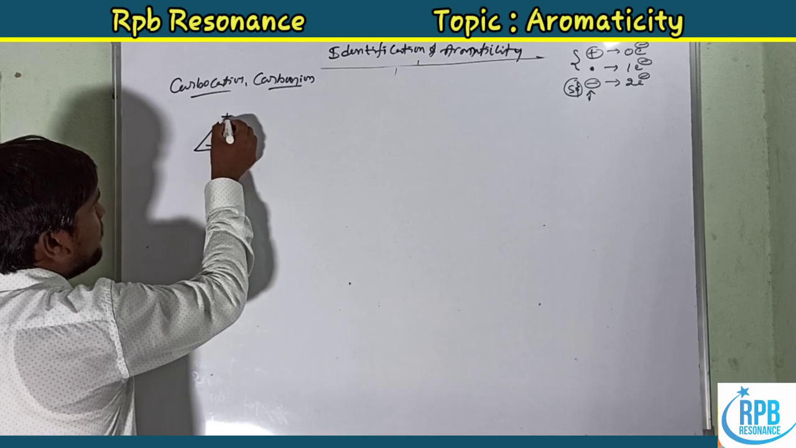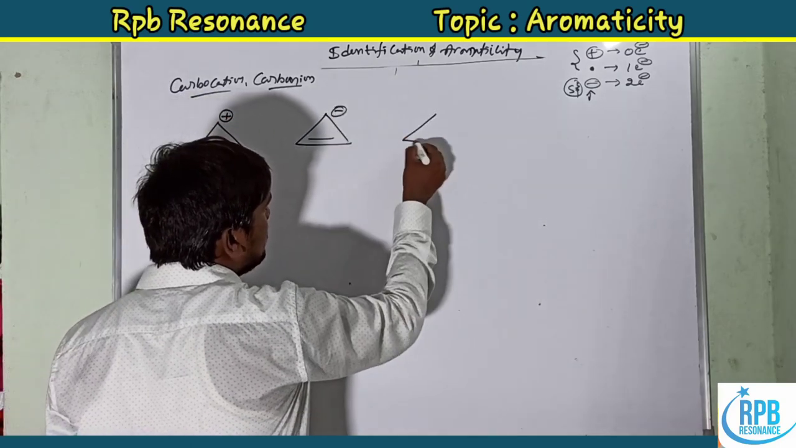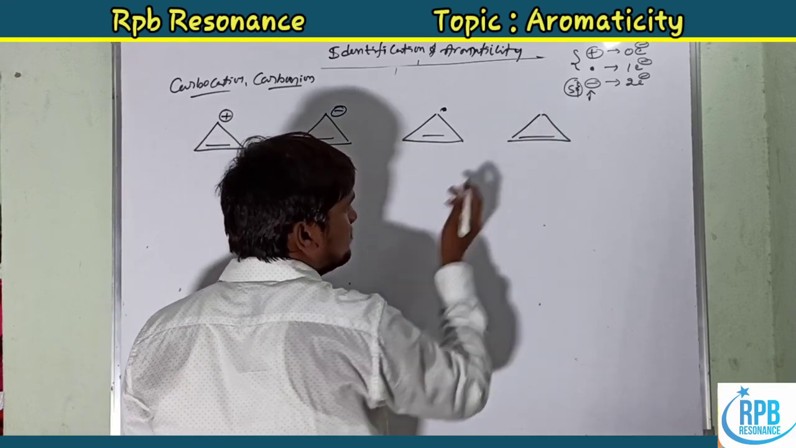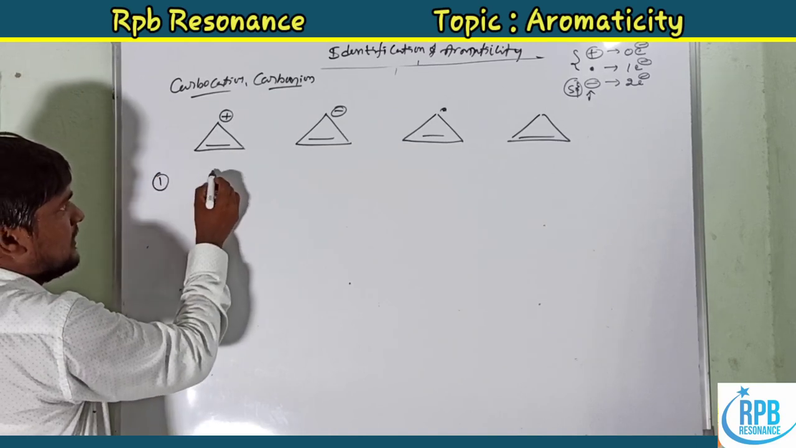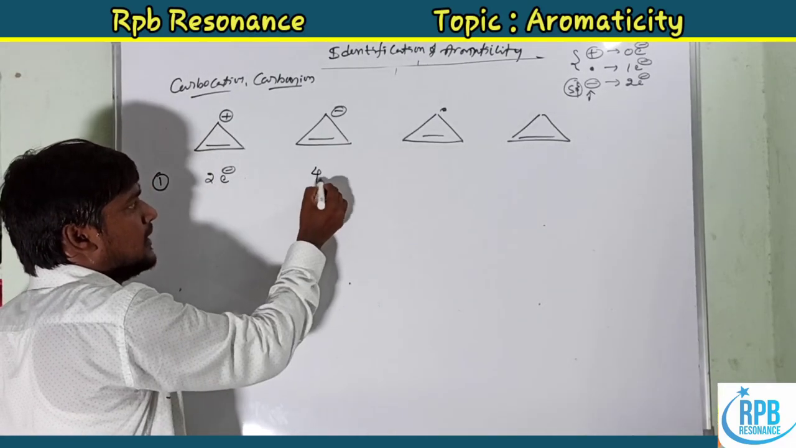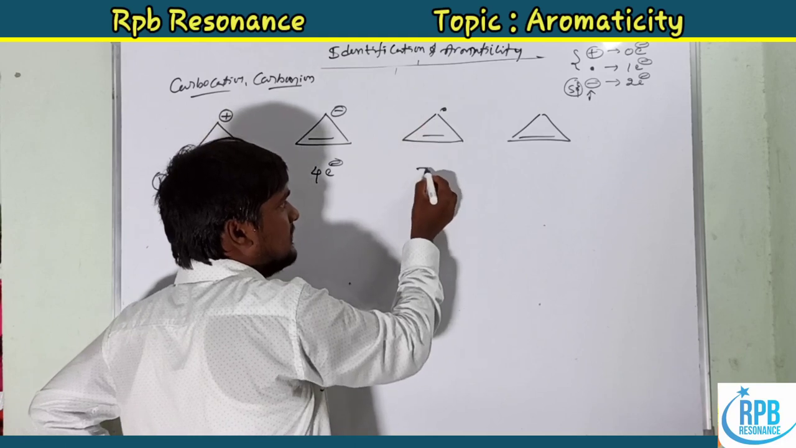So here it is: first of all, carbocation, three-membered carbon ion, three-membered carbon free radical, three-membered neutral system. First of all, we will calculate the number of pi electrons. Here only two electrons; plus means zero electrons, so two plus two, four electrons. That means one pi bond, two electrons, negative two electrons. Now here two plus one, three electrons.